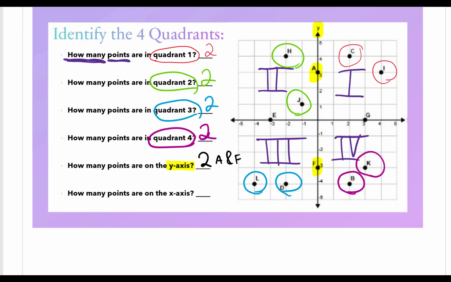What about on the x-axis? We have 1, 2. ¿Y qué pasó con el eje de X? ¿Cuántos puntos tenemos? Tenemos 2, punto G y punto E. So again, we have 2 points. We have point G and E.